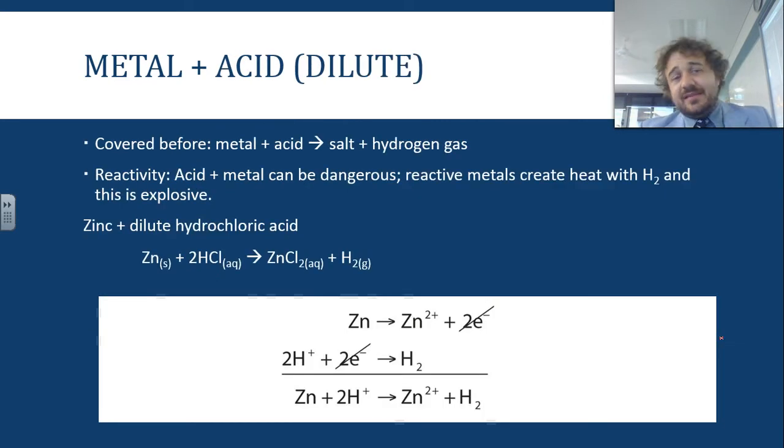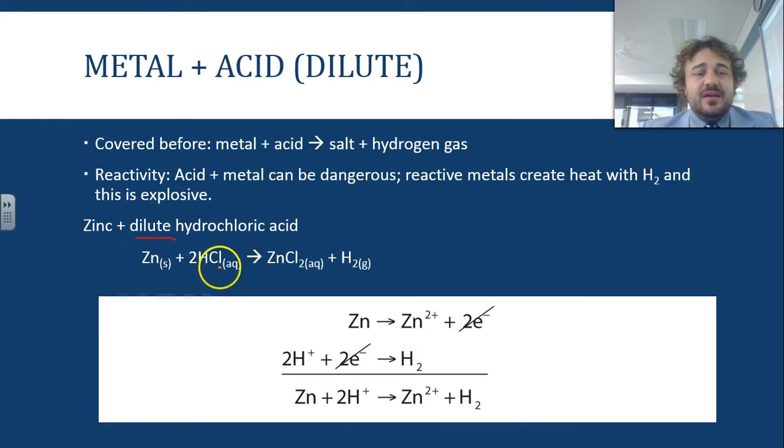Alright, so a metal and an acid. So we covered this before. We know metal and acid gives us hydrogen gas and a salt. Now, reactivity, acid plus metal can be dangerous. Reactive metals create heat and hydrogen gas, and that's explosive. So when we talk about these, we talk about things we can do in the lab, and therefore we use the word dilute, dilute hydrochloric acid.